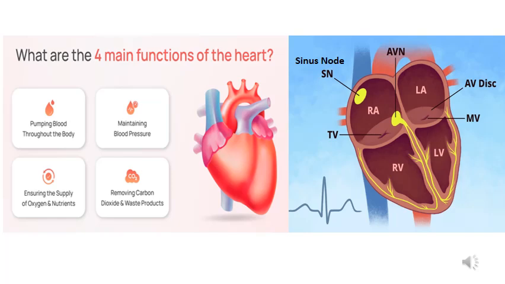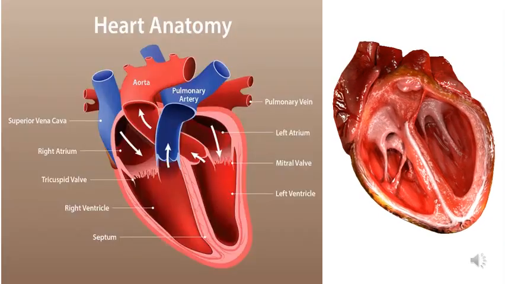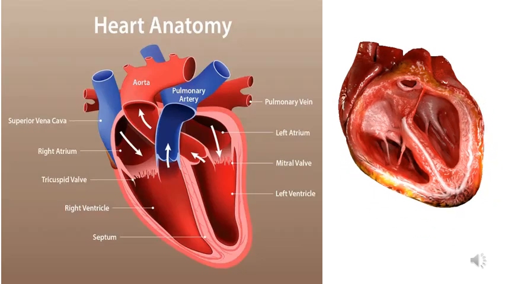Electrical conduction system: the heart has a natural pacemaker, the sinus node, that sends electrical signals to regulate the heart's rhythm. Anatomy of the heart. Pericardium: a double-walled sac that encloses the heart.